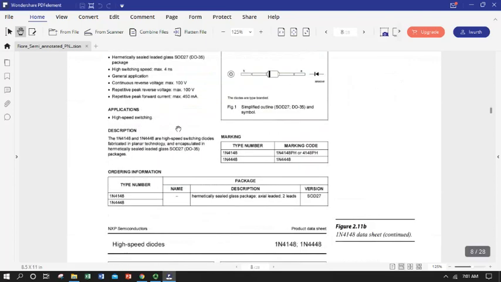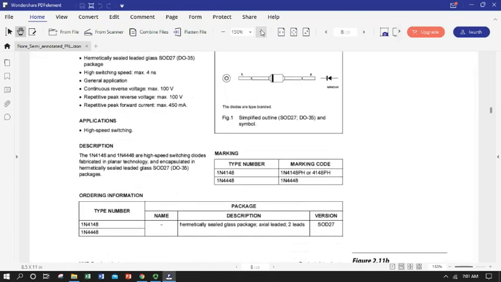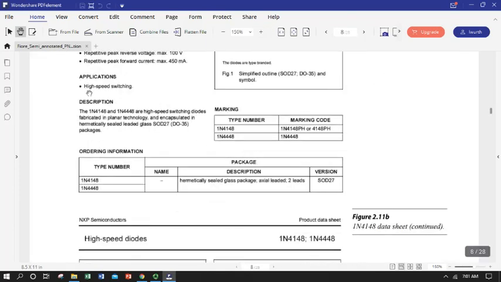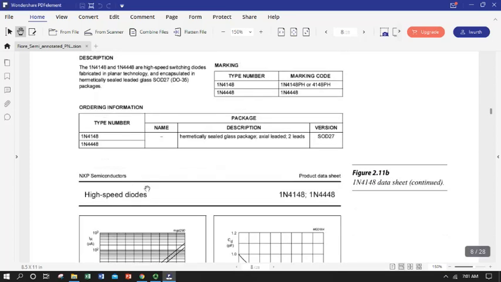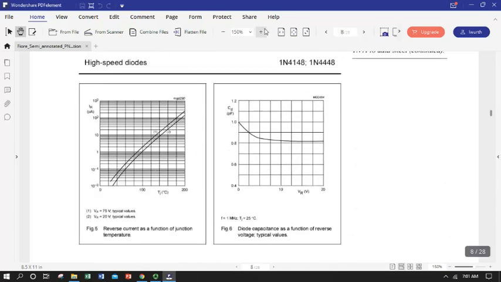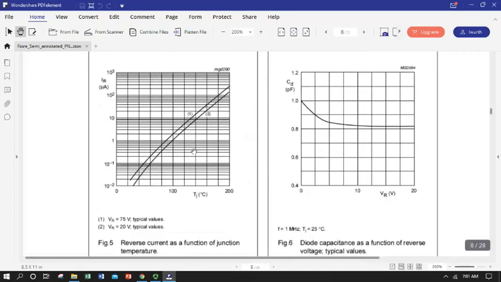Okay, so let's dig into the spec a little bit more and blow it up so we can see it. We're given a little description of it: high-speed switching diodes and all kinds of different packaging available. Sometimes there's variations on a given type of diode that have slightly different properties. So we're given a couple of graphs, and again, this is coming straight from the manufacturer. You could find one of these yourself online.